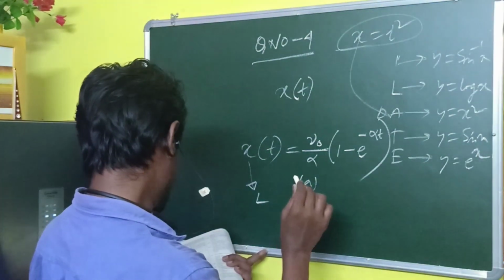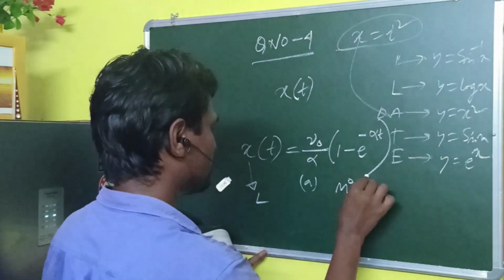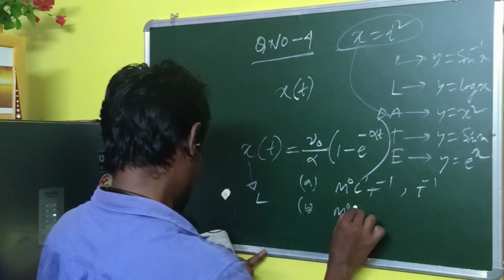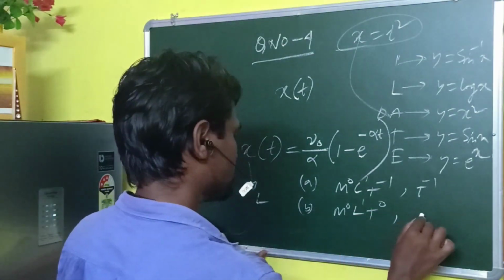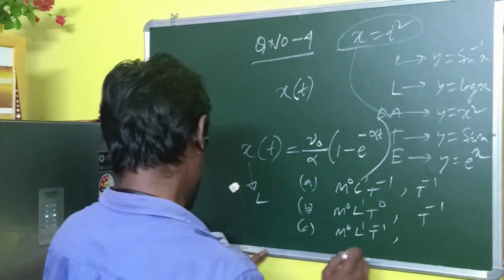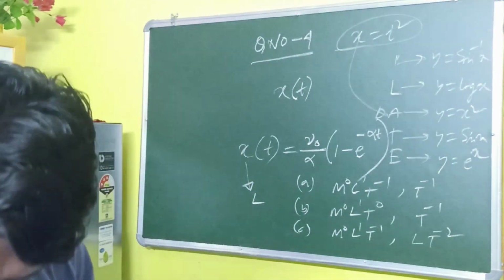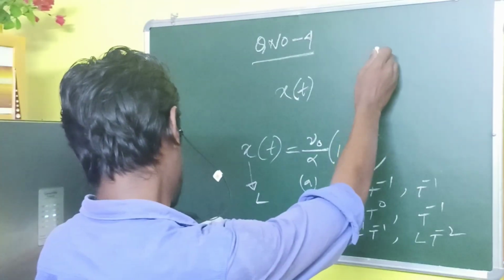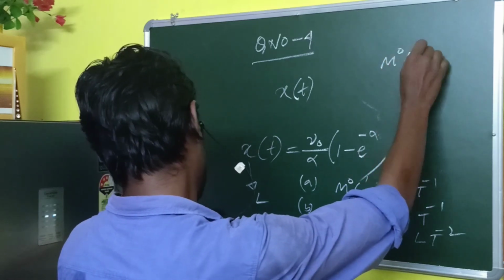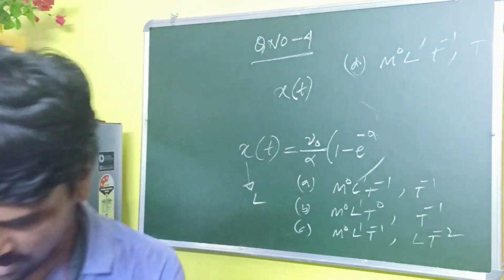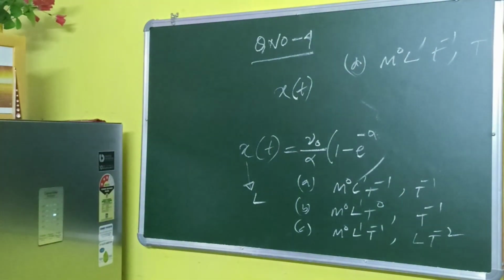You can write the options: A is m0 L1 t minus 1, comma, t minus 1. B is m0 L1 t0, comma, t minus 1. C is m0 L1 t minus 1, comma, L t minus 2. And option D is m0 L1 t minus 1, comma, t. So these are the options, students, and you have to choose the dimension of nu naught and the dimension of alpha.